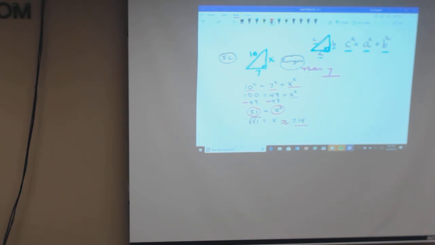What was the question they asked? Is the other side longer or shorter than 7 inches? And what would you say? Longer, because it's 7.14. So it's longer than 7 inches. So you can't work this problem without having the Pythagorean theorem.